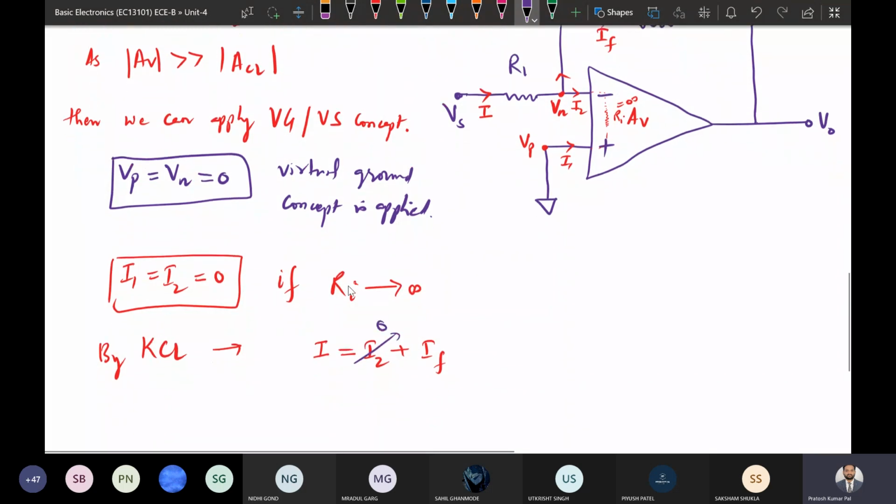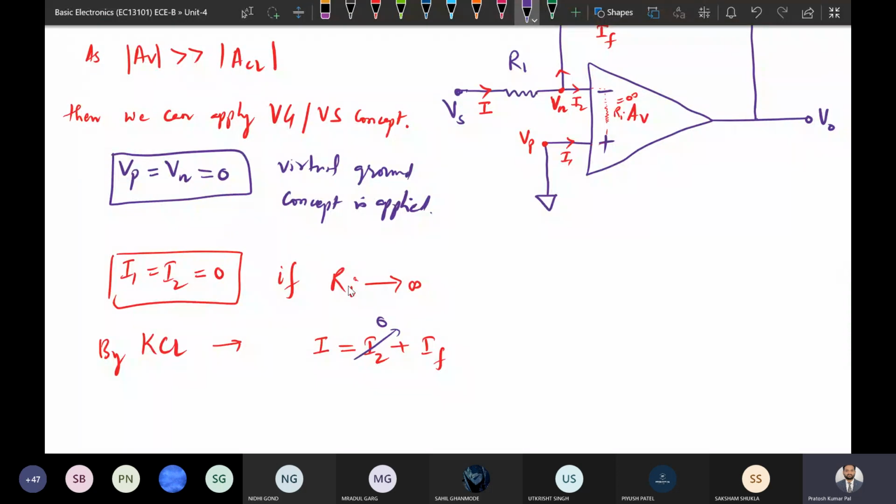So we can write now I will be equal to the current between these two, and the current direction is from Vs to Vn. Current is flowing from here to here, that means from high to low voltage. So Vs is high and Vn is low. The difference between these two gives the voltage across this resistor, and by dividing by the resistance we can get the current. So it will be Vs minus Vn divided by the resistance R1, which gives the I current, and this equals I2, which is 0, plus IF.